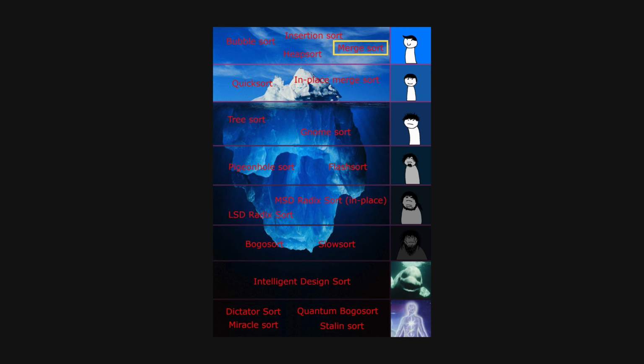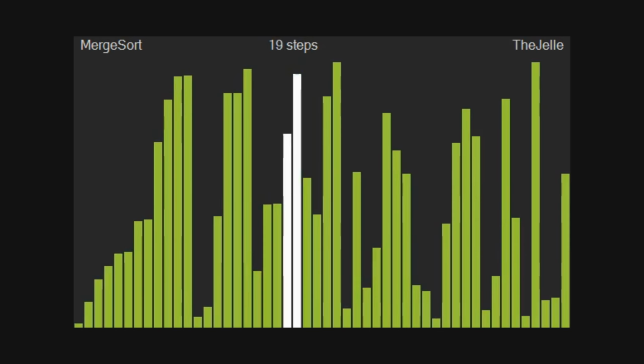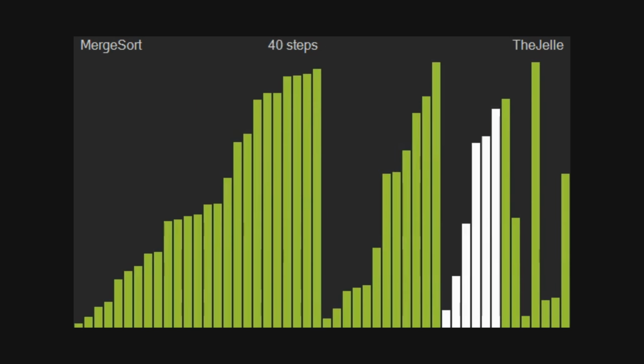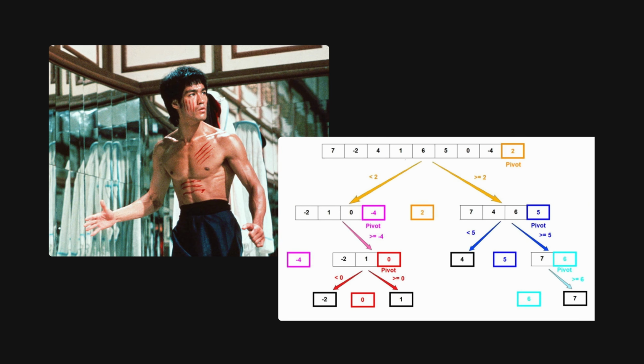Merge sort splits the array in half recursively, sorts the halves, and then merges them back together in a sorted order. It's like cutting a giant pizza into slices, perfectly arranging each slice and then putting it back into a whole pie. Quicksort is the Bruce Lee of sorting algorithms.